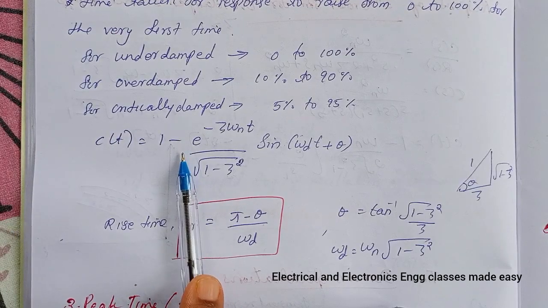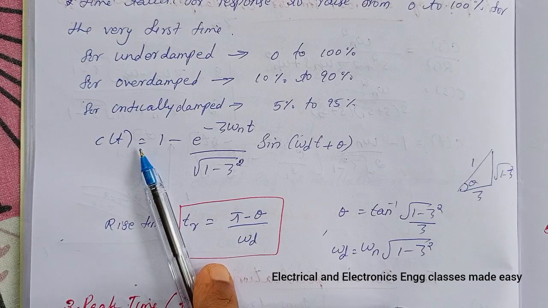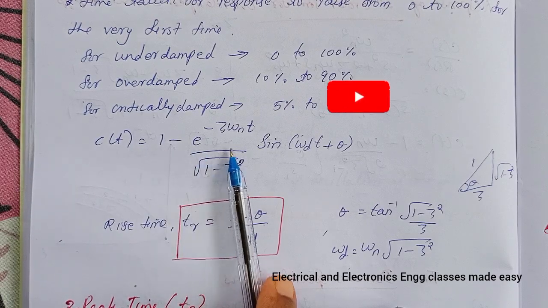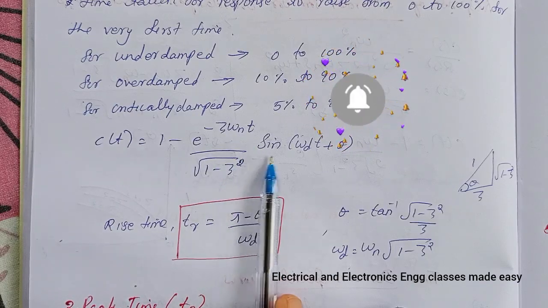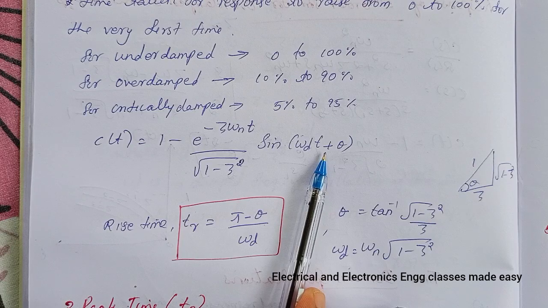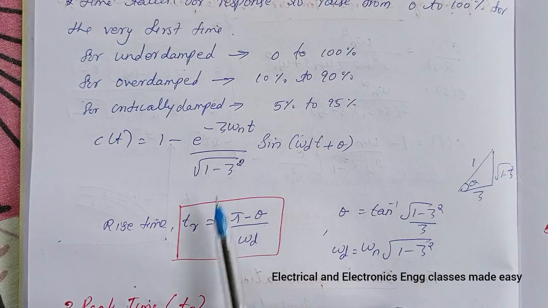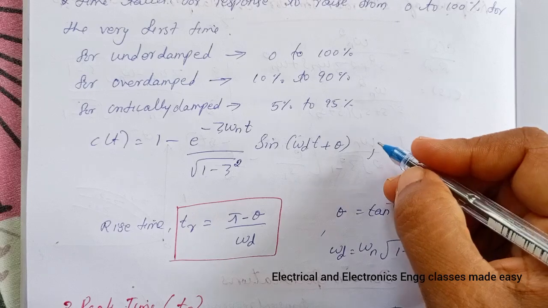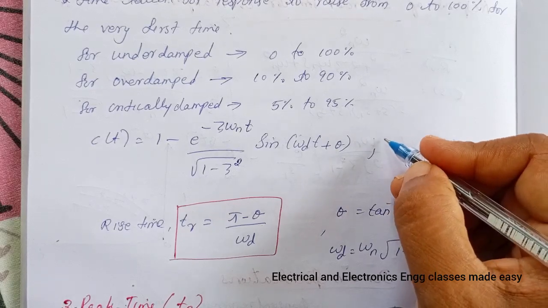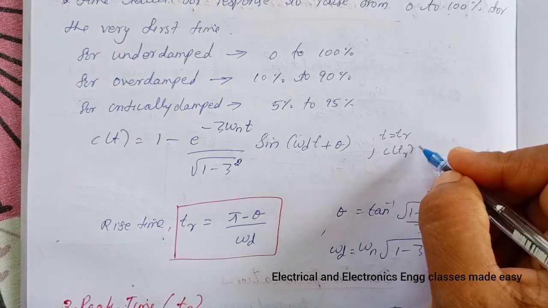To find the expression for the rise time Tr, we have the response of the second order system: c of t is equal to 1 minus e raised to minus zeta omega n t divided by root of 1 minus zeta square, sine of omega d t plus theta. The rise time is obtained when this response is equal to 1. That is, at t equal to tr, c of tr equal to 1.